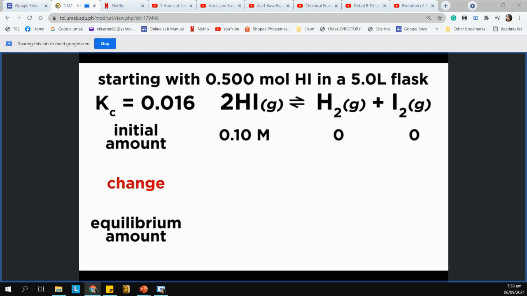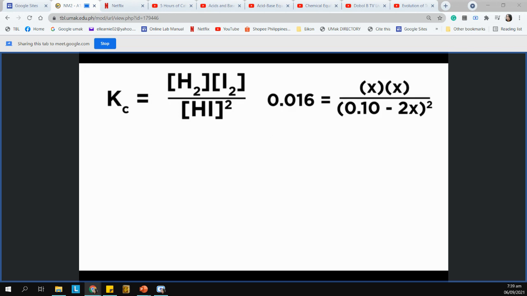Now here, the change will be different for each substance because of the stoichiometry. For every 2 moles of reactant, we get 1 mole of each product, so we have to subtract 2x here and add x here. Then equilibrium is just the sum of initial and change. Plug them into the equilibrium expression and solve for x.